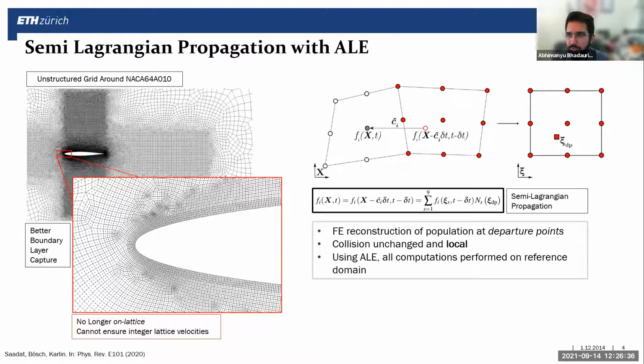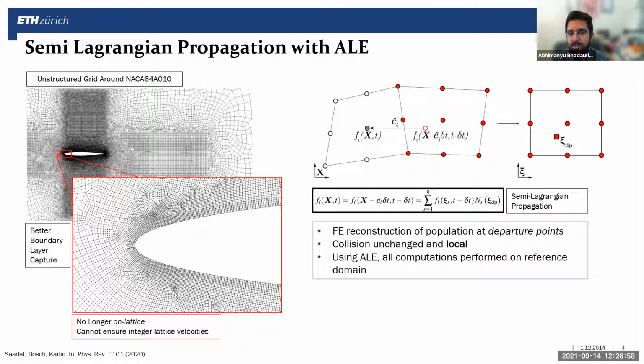So like I said, for this we use the semi-Lagrangian propagation, in which we essentially reconstruct the population at a departure point using a finite element reconstruction. In our case, we use a second order finite element reconstruction. The collision terms remain unchanged and local, so there's no difference there. And like I mentioned, all the computations are performed on a reference domain.